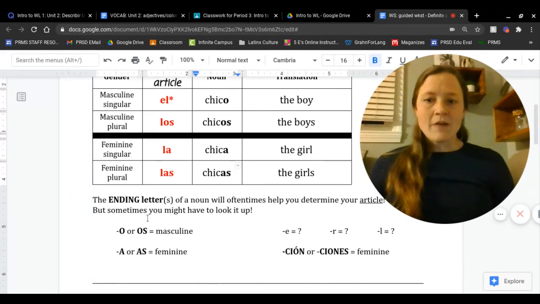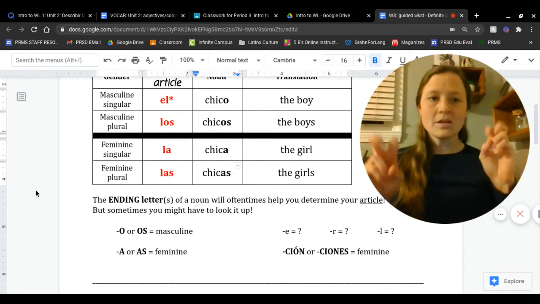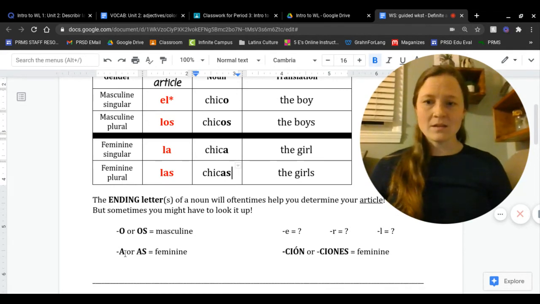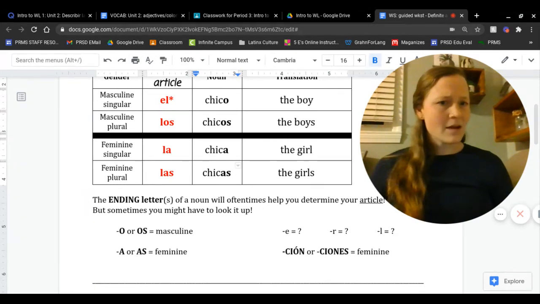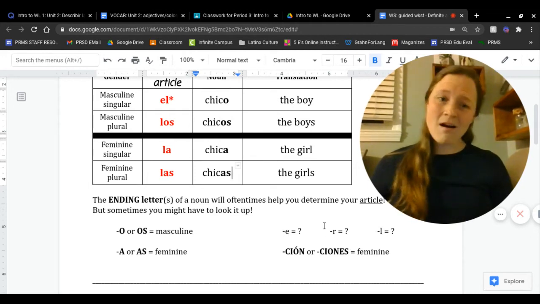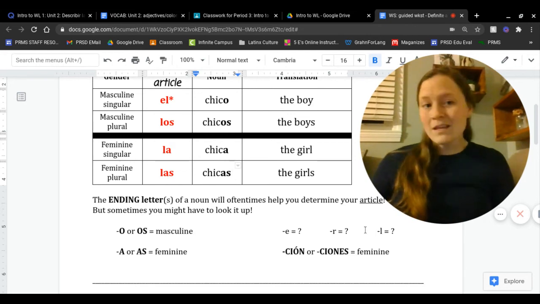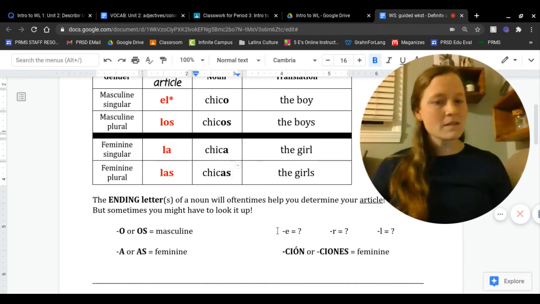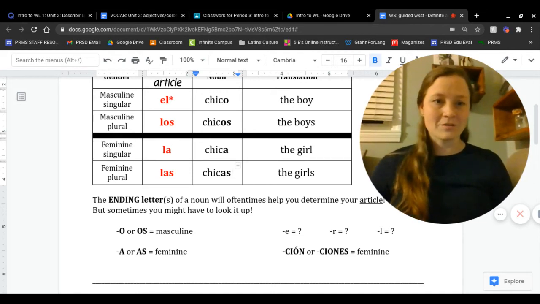Ending letters. Oftentimes your ending letter is what's going to help you determine the gender of your noun. If something ends in O or OS, it's typically masculine. If something ends in A or AS, typically it's feminine. Oddly enough, if something ends in CION or CIONES, it's also feminine. And then there are nouns in Spanish that end in E or an R or an L or a T, and those are ones that you would have to look up or just know from experience, and in your case, you'd have to look it up.